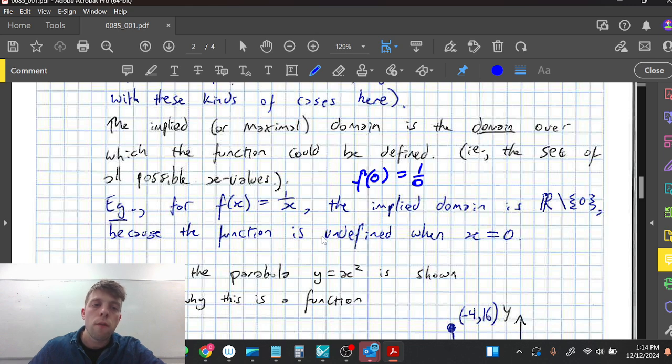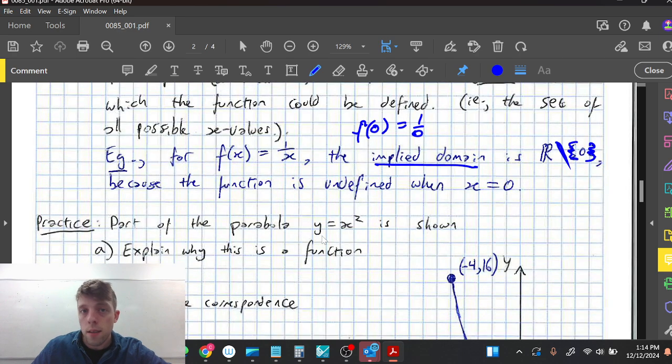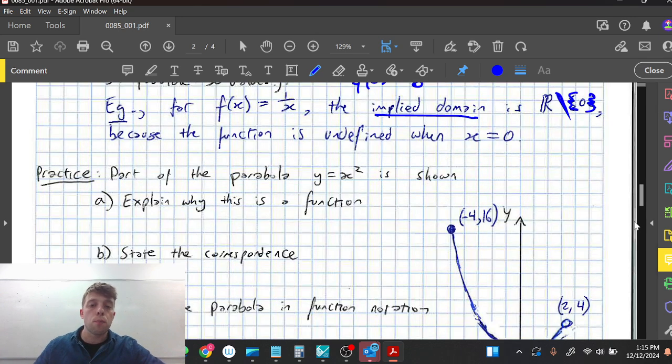So therefore, for this function, the implied domain is all of the real numbers, excluding. Notice we always write this excluding symbol with a slash going in this direction. Don't get that wrong. And then we use curly brackets for the values that we are excluding. So this is set notation. So all of the real numbers excluding the element of 0, because the function is undefined when x is equal to 0. Okay? All right, so let's practice this idea.